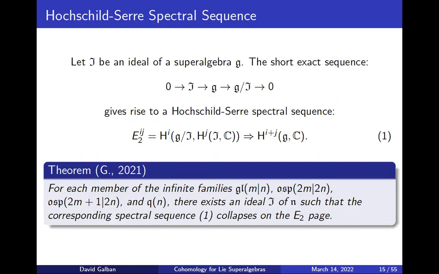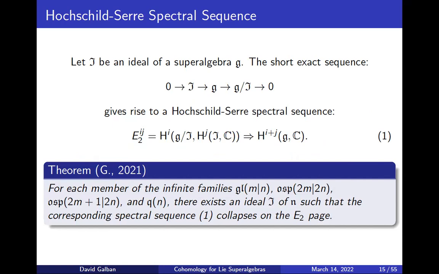All right. So how I'm going to do that is, well, if I is an ideal of a superalgebra G, then we first of all get a short exact sequence, 0 to I to G to G mod I to 0. And just like in the ordinary algebra case, this is going to give rise to a Hochschild-Serre type spectral sequence where the second page E2^{i,j} is just equal to the ith cohomology of G mod I, comma, the jth cohomology of I, comma, C. And this is going to converge to the (i plus j)th cohomology of G, comma, C.